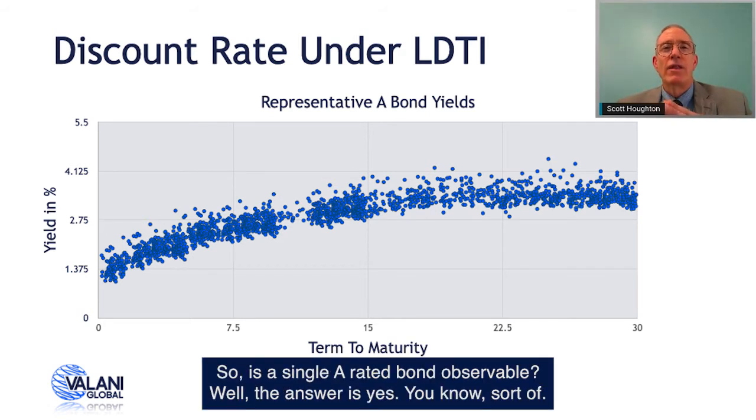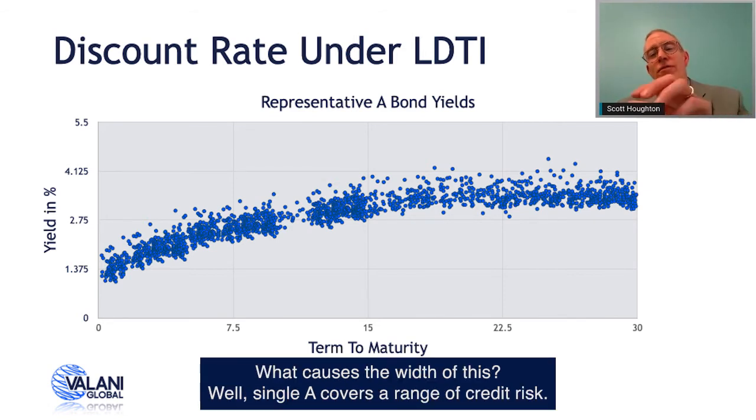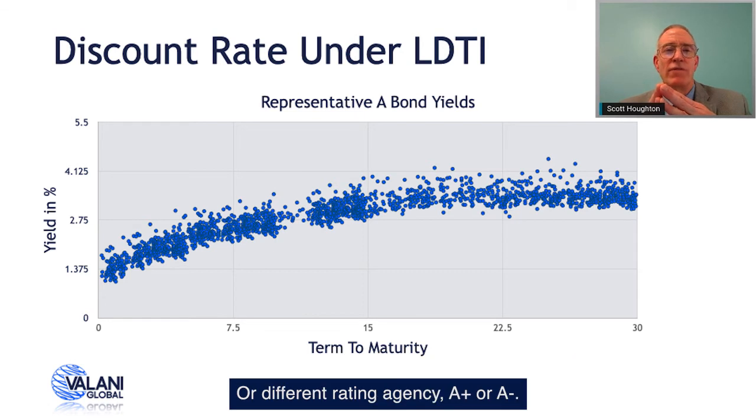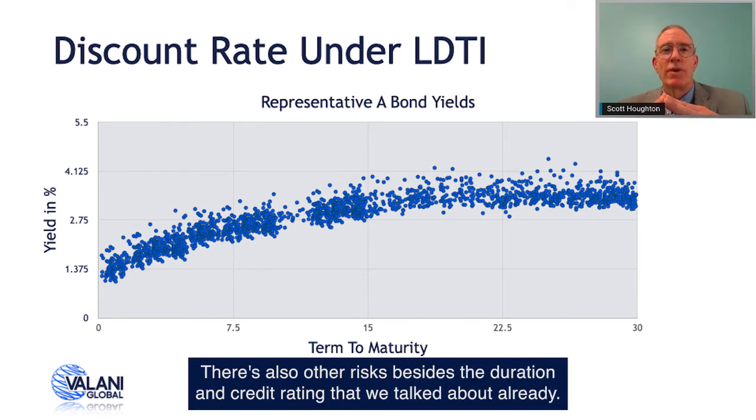Remember, so is a single A rated bond observable? Well, the answer is yes. Sort of, right? What causes the width of this? Well, single A covers a range of credit risk, right? So there are sub ratings. A bond could be rated A1, A2, or A3, or by a different rating agency, A plus or A minus, right? There's also other risks besides the duration and the credit rating that we've talked about already.